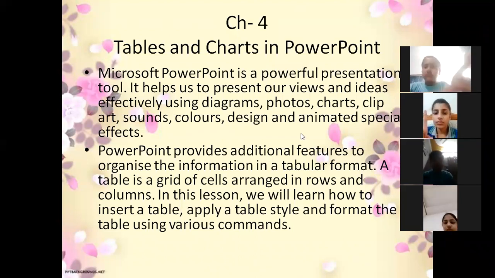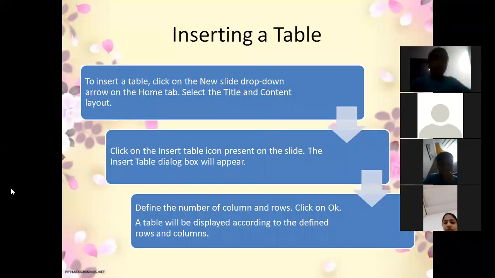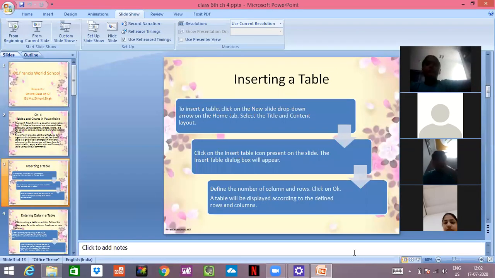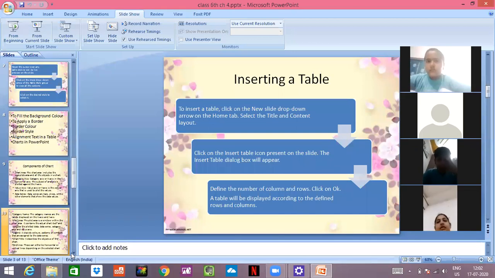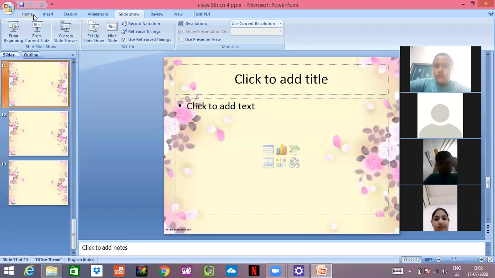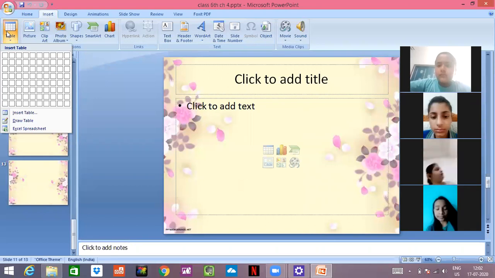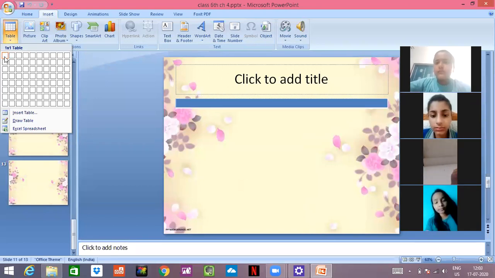knowing it. Okay, so let's come to the next topic, that is inserting a table. I'll show you how to insert a table. See, I'll take a new slide. See, this is a new slide. I have to insert a table. I will click on the insert option. You all can see. First thing is to click on the insert option, then click on table and select the numbers of the columns and rows you want to select.